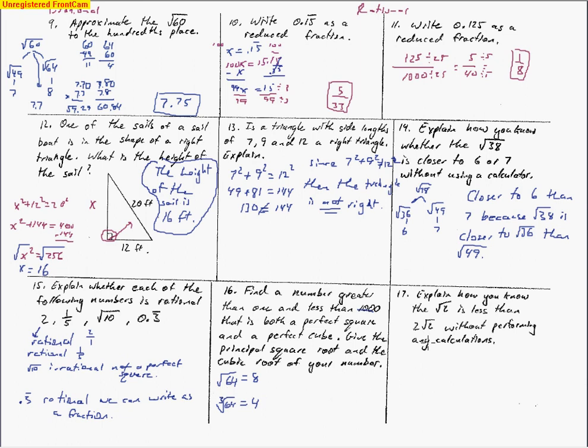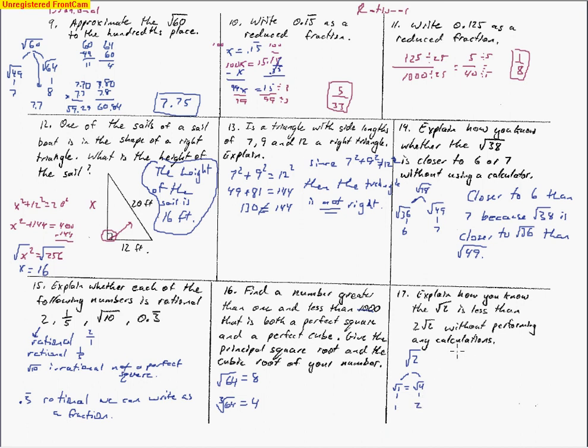And the next one says, explain how you know the square root of 2 is less than 2 times the square root of 3 without performing any calculation. Well, I know the square root of 2 is less because the square root of 2 is bigger than 1. See, if I look at it, the square root of 1 is 1, the square root of 4 is 2. And so I know the numbers between these two values.